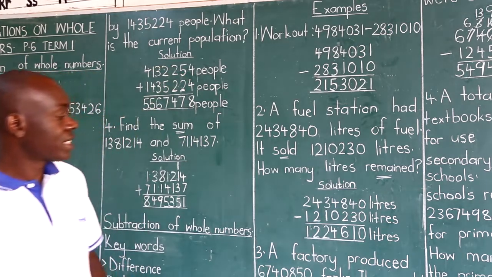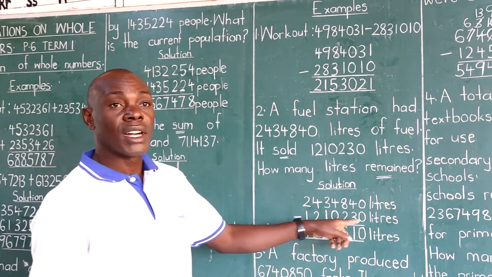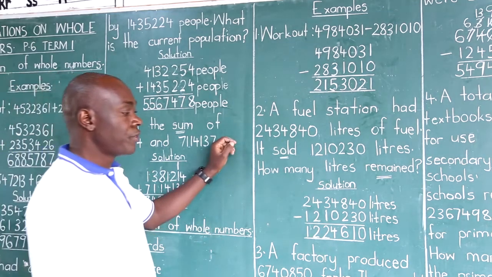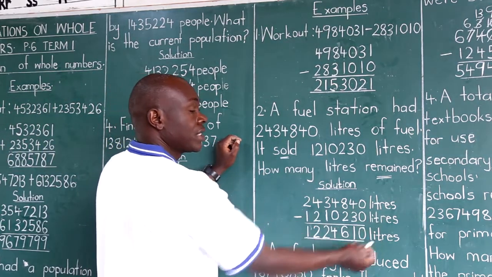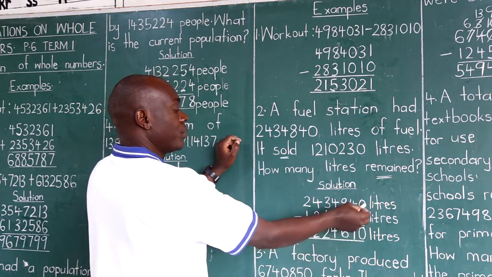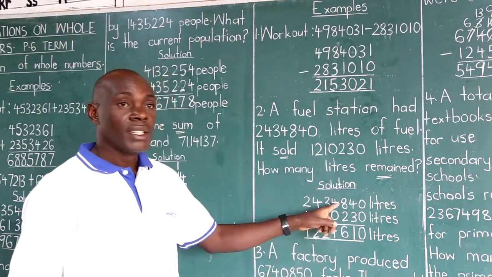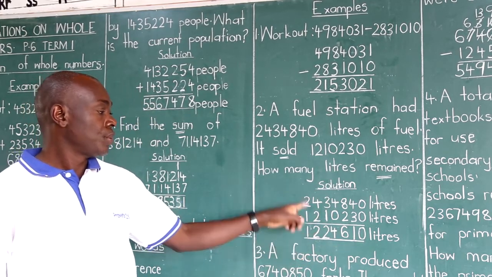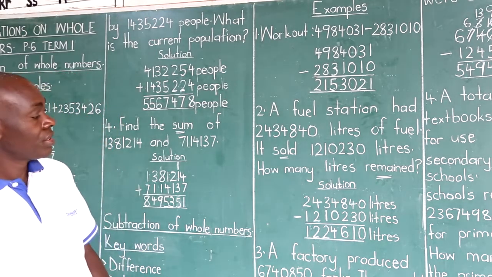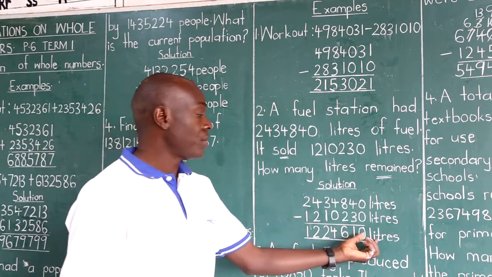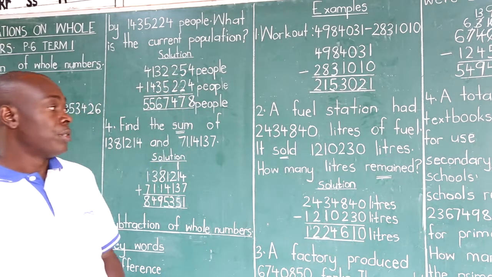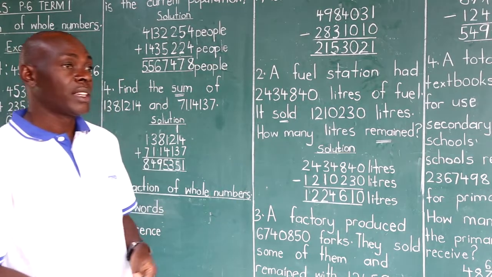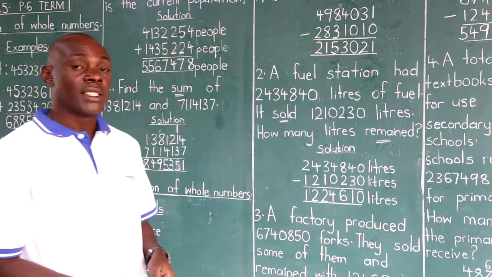Hence we shall say 2,434,840 liters minus the ones that were sold, 1,210,230 liters. Please align them in their place values like we did before, and then go on subtracting. Don't forget to write the liters so that the answer is also in liters. 0 minus 0 is 0, 4 minus 3 is a 1, 8 minus 2 is a 6, 4 minus 0 is a 4, 3 minus 1 is a 2, 4 minus 2 is a 2, then 2 minus 1 is a 1, thereby remaining with 1,224,610 liters that remained after the sale of some. So all in all, it is the choice of the operation and the care about the keywords that will enhance that choice.